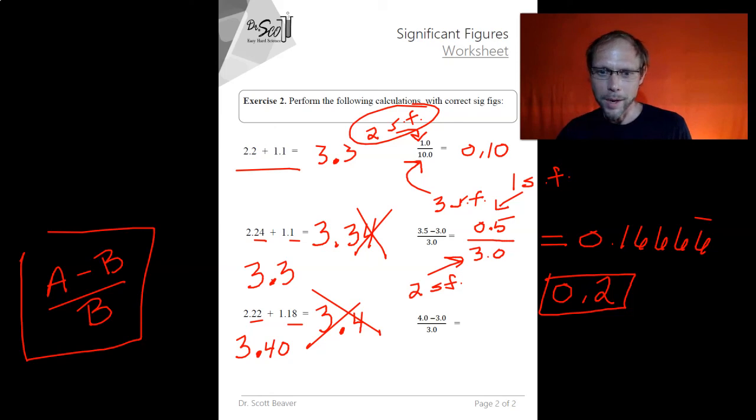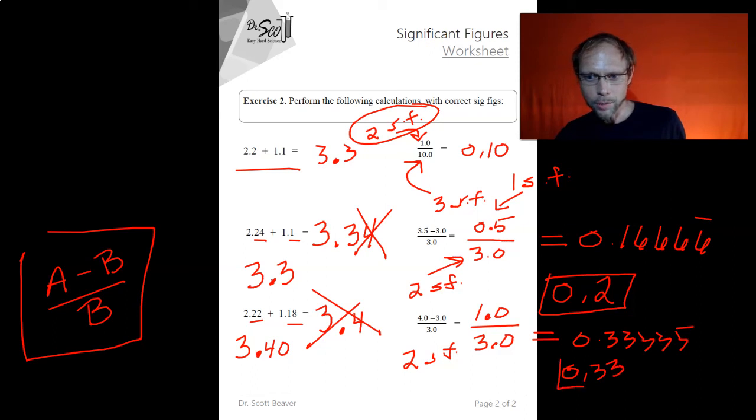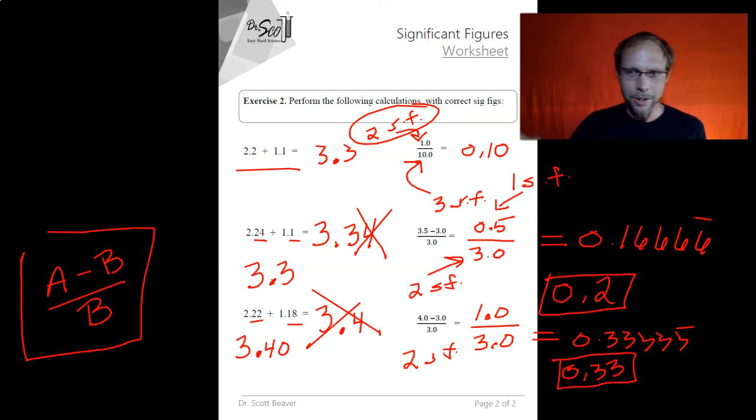Now let's look at the next example. We have 4.0 minus 3.0, which would be 1.0 over 3.0. And now 1.0 and 3.0 both have 2 sig figs. So our answer needs to have 2 sig figs. If we put that into a calculator, it's a third, right? It's going to show 0.33333 repeating. We need to round it to 2 non-zero numbers. 0.33 is our final answer because it has 2 significant figures.